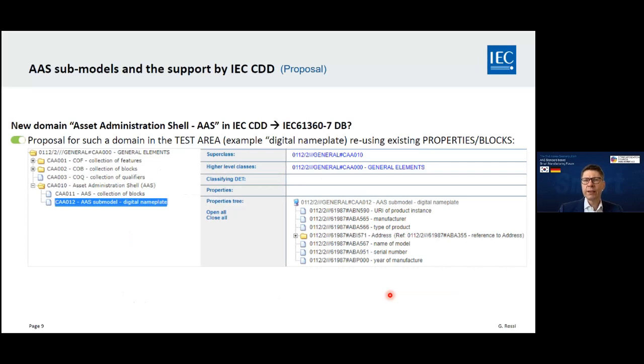So this new domain will be published. As I said before, it is already implemented in the test area, and in the test area there is already a submodel digital nameplate implemented, but this is really a first test to show the feasibility of implementation. So please don't rely on this, because there will definitely be some changes. But here on the right side you can clearly see a list of properties like manufacturer, type of product, serial number, year of manufacture, and so on. All this can be stored here, referencing semantic properties.